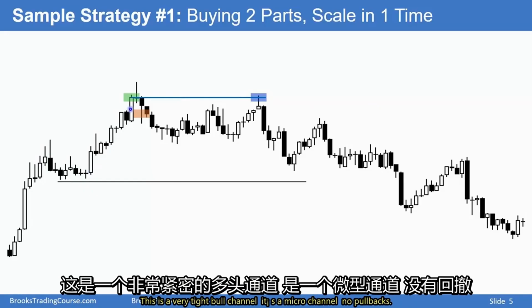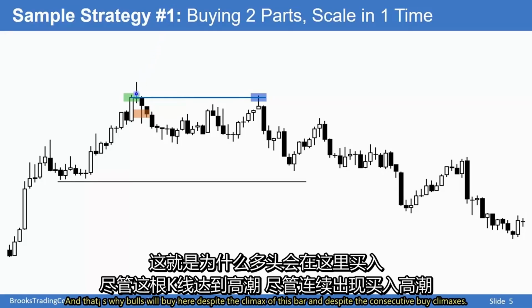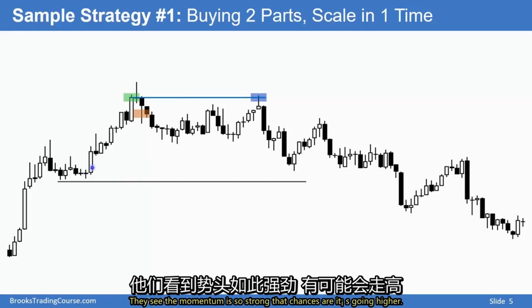This is a very tight bull channel. It's a micro channel, no pullbacks. It could go up for 5, 10, 15 more bars. And that's why bulls will buy here despite the climax of this bar and despite the consecutive buy climaxes. They see the momentum is so strong that chances are it's going higher.